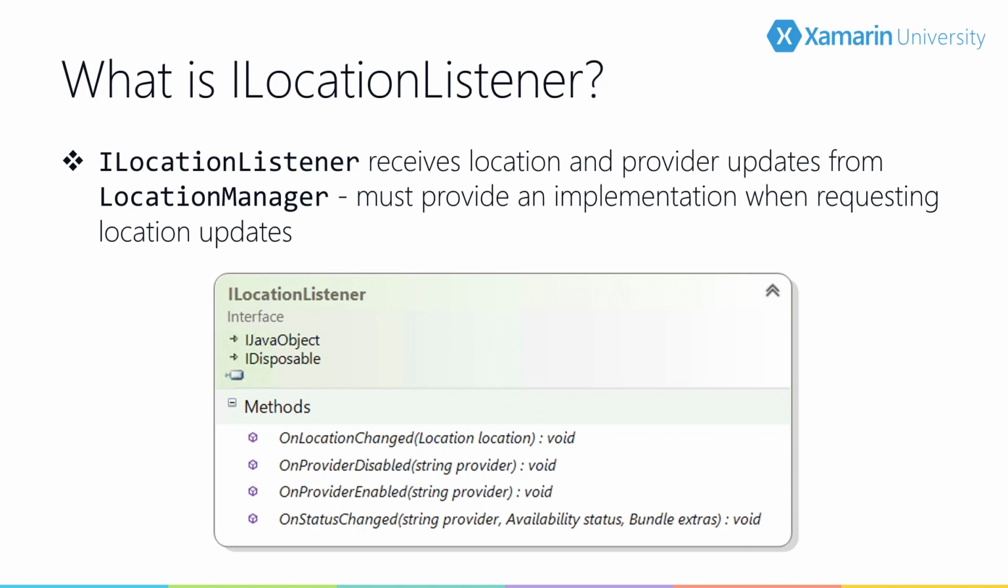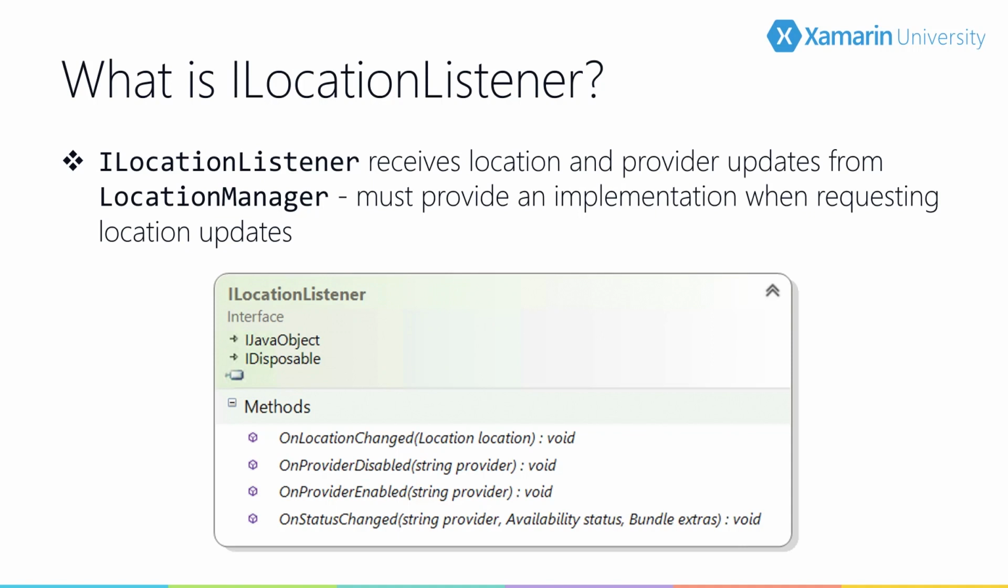Many applications don't care about this information, and if you fall into that category, you can just provide empty implementations. The onProviderDisabled method is called when the given provider, identified by the string parameter, is turned off. If you request location updates from a disabled provider, this method is called immediately in response. The onProviderEnabled method is called when the given provider is enabled by the user or the device.